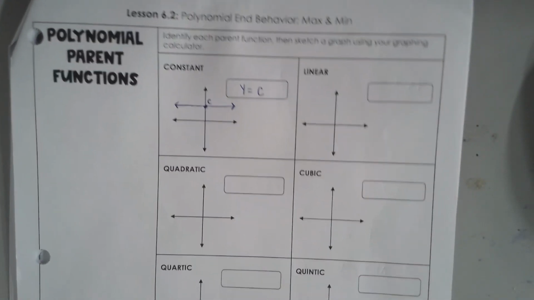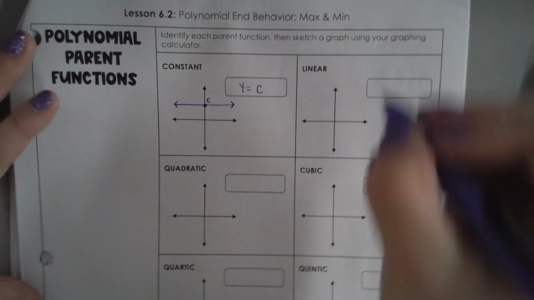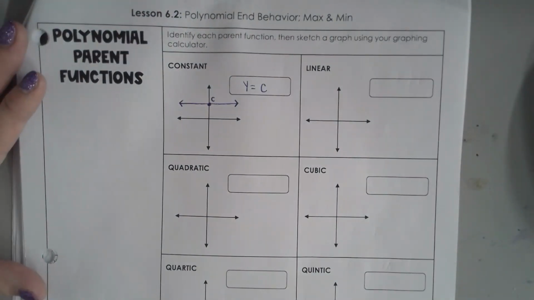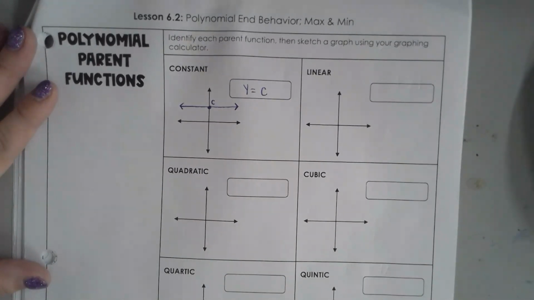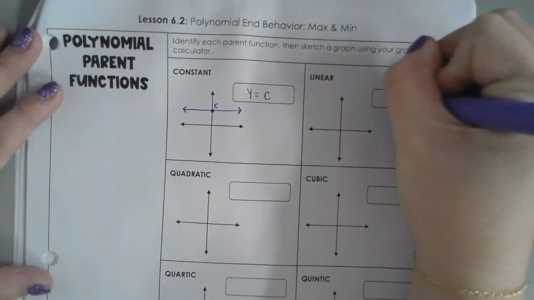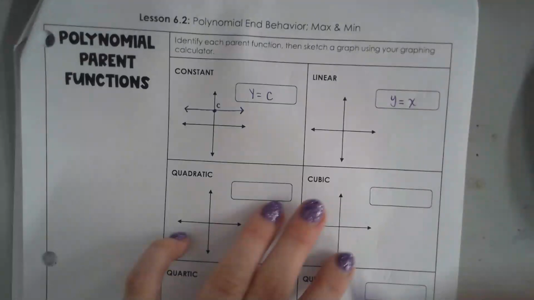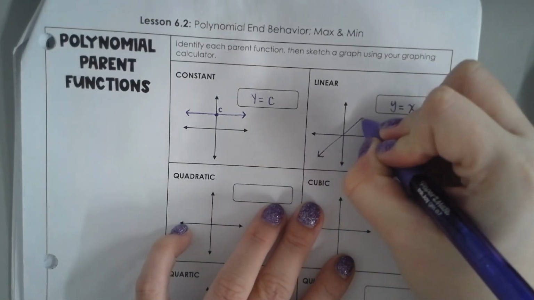A linear function, what we call the parent function. A parent function is just the base before there's been any transformations, before anything's happened to it. A linear is y equals x, and it looks like this.